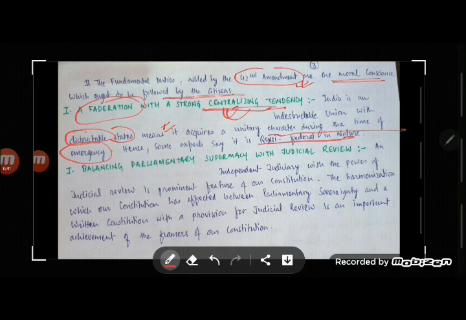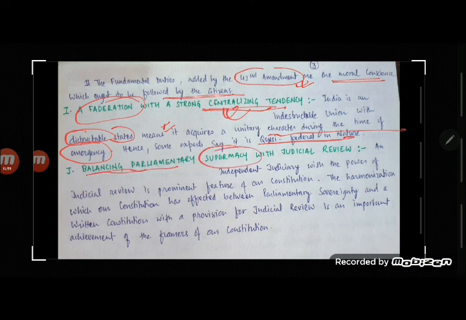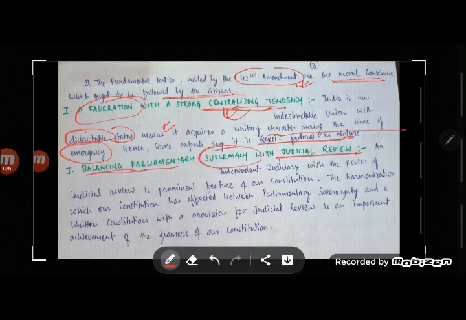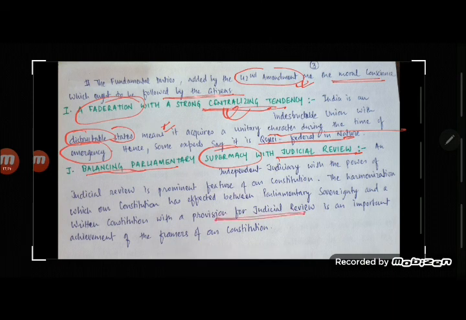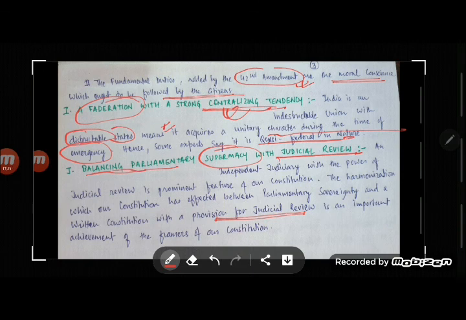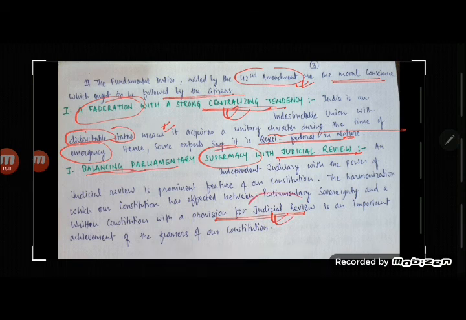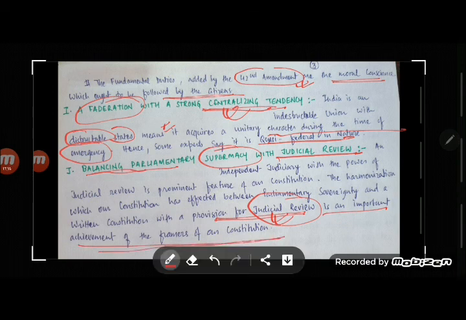Now balancing parliamentary supremacy with judicial review. There is a power of judicial review by the Supreme Court or the High Court. An independent judiciary with the power of judicial review is a prominent feature of our constitution. It is the harmonization which our constitution has effected between parliamentary sovereignty and a written constitution with a provision for judicial review. The constitution has to be written by the parliament, but it has to be subject to judicial review, which is an important achievement of the framers of the Indian Constitution. Whether it is right for the individual, the state, or the country, it has to be judicially reviewed by the Supreme Court or the High Court, through which the validity of an amendment is decided.